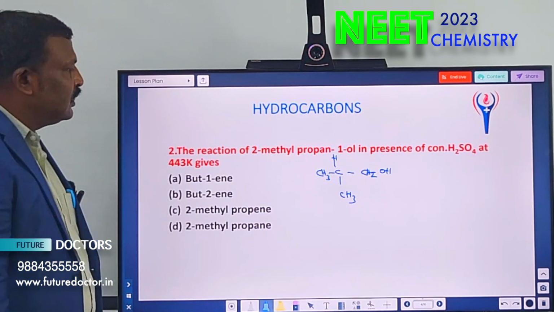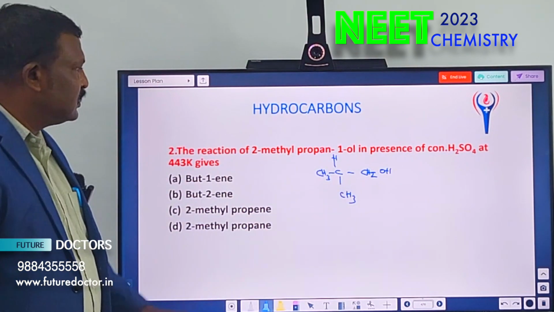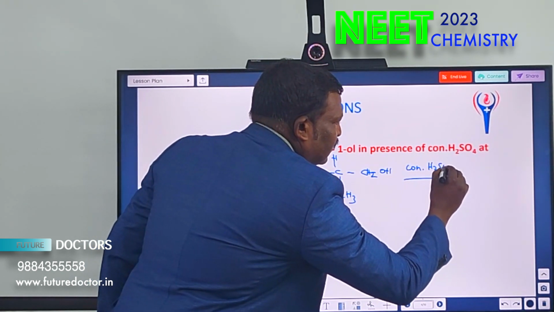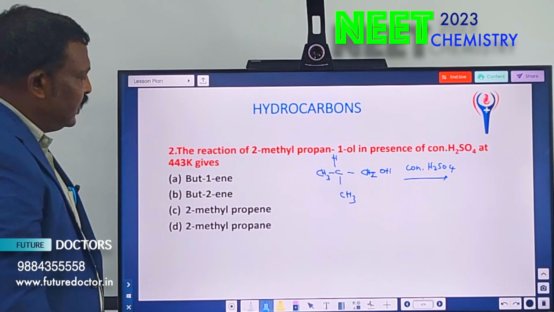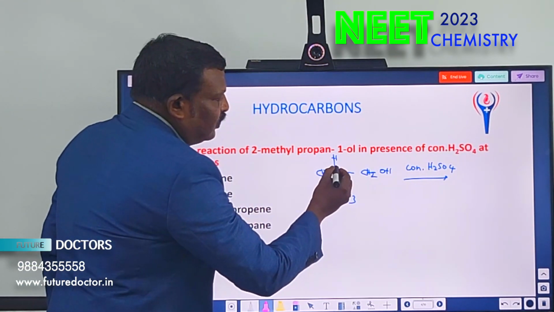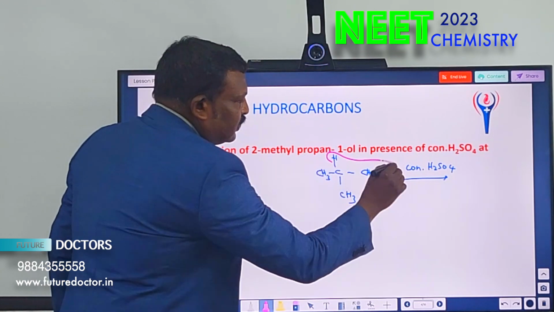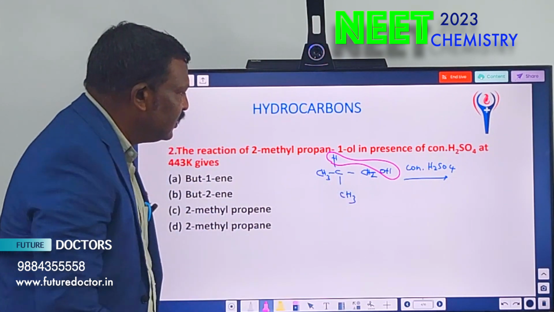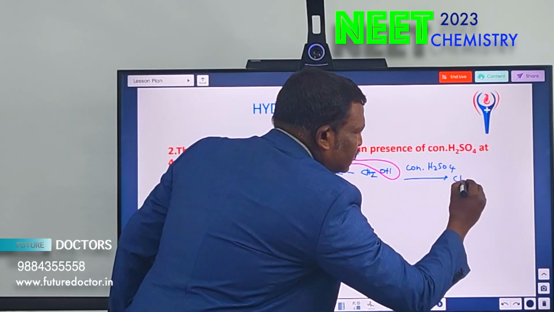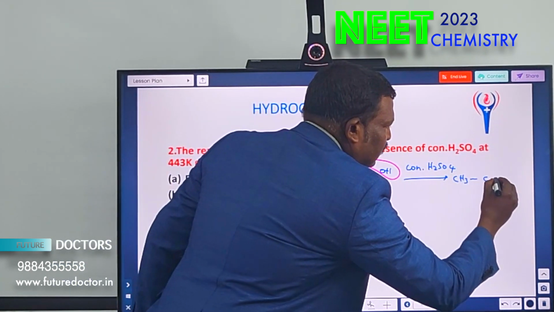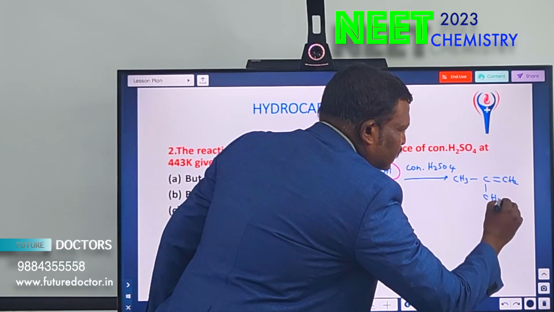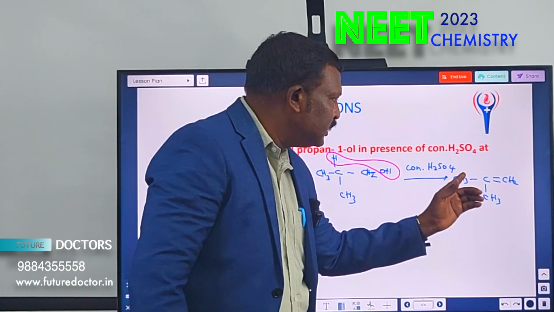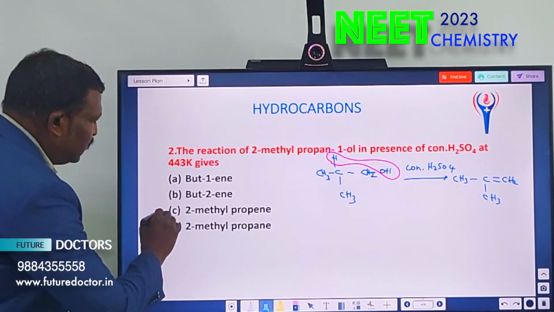So this is called 2-methyl propan-1-ol. If you put concentrated sulfuric acid, what happens? Concentrated sulfuric acid is a dehydrating agent that removes water molecules from the compound. Here the OH takes hydrogen from the beta carbon, so this will be removed. Now the double bond will come in between C and C. So the product will be CH3, CH3, C double bond CH2. What's the name? It's a propene, 3 carbon propene, with 2 having methyl. So 2-methyl propene. So C is the correct one.